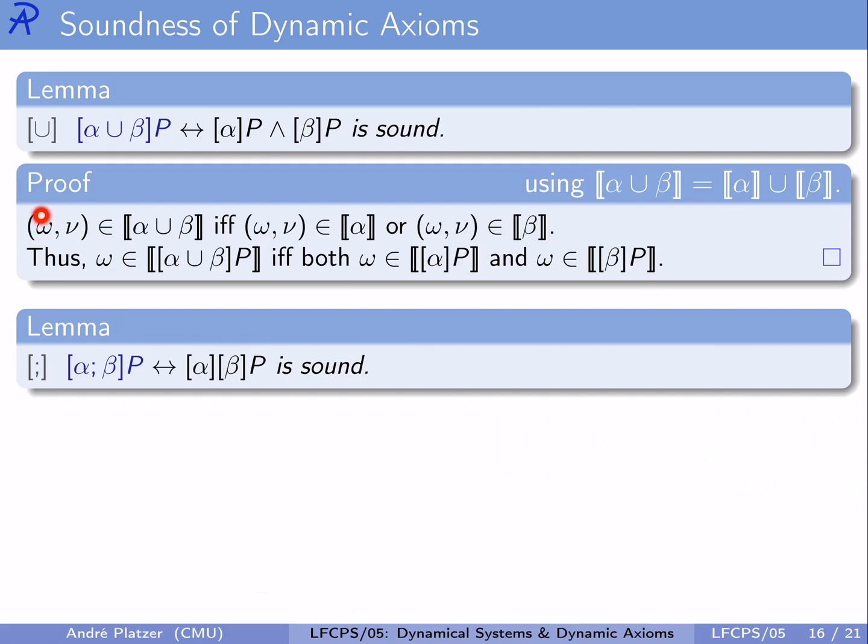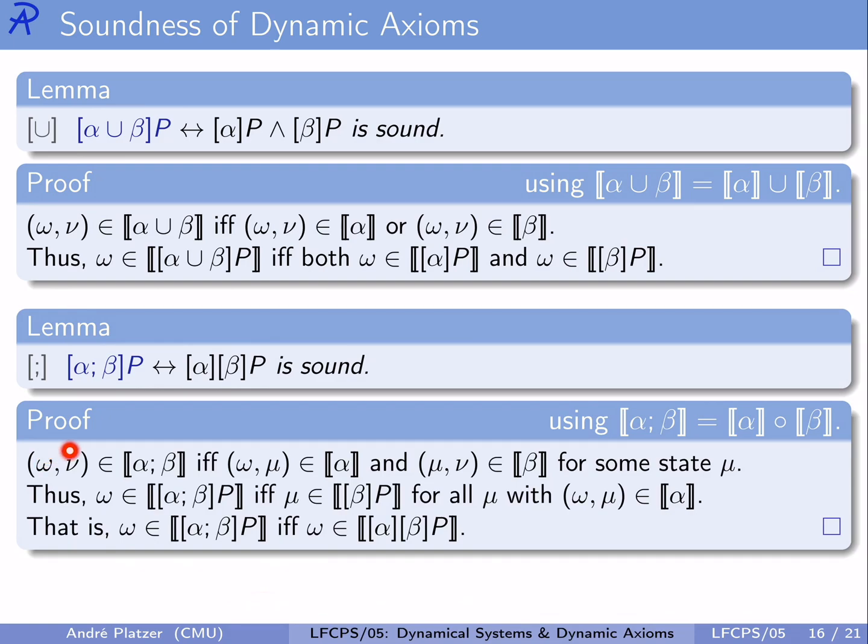A transition from an old state omega to a new state nu is possible along a non-deterministic choice of alpha choice beta, if and only if the same transition is possible in either alpha or in beta, just by the very semantics of what the behavior of a non-deterministic choice program is. It's the union of the behaviors of the two. And that means that in the initial state, all behaviors of alpha choice beta are safe, if and only if both all alpha behavior is safe and independently all beta behavior is safe. For the sequential composition axiom, the soundness proof goes like this.